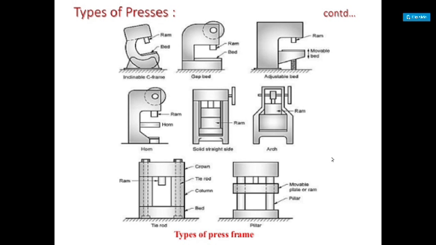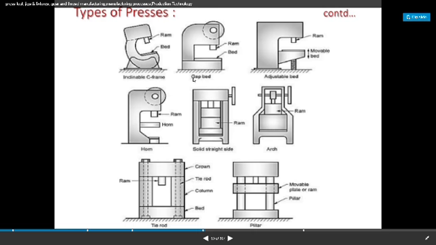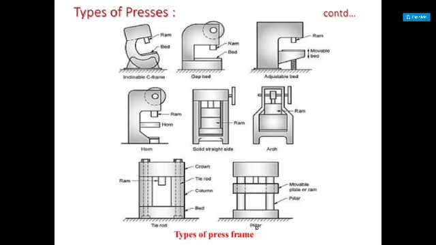Here are the various kinds of types of press frame: inclined C frame, gap bed, adjustable bed, comb bed, solid, straight slide, arch, tie rod, and pillar. So various kinds of types are there, roughly 8 types.